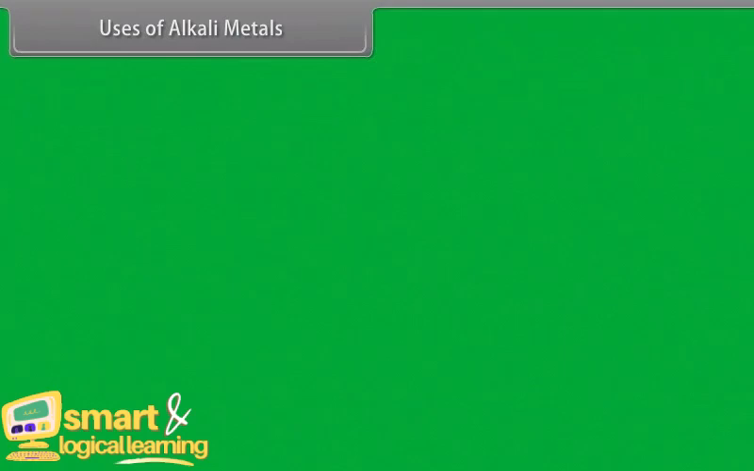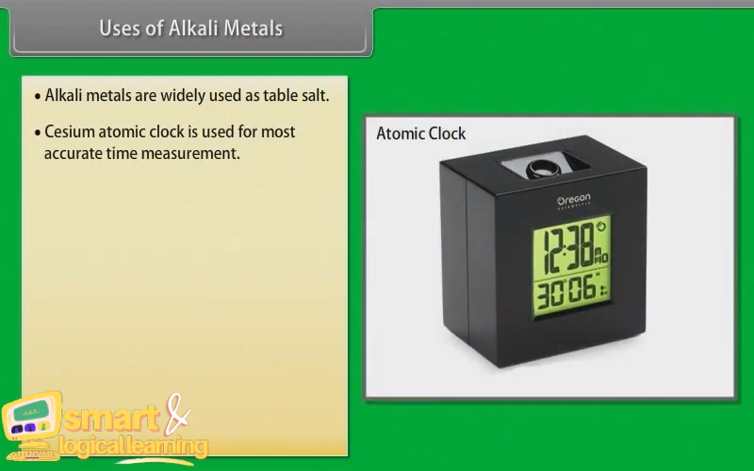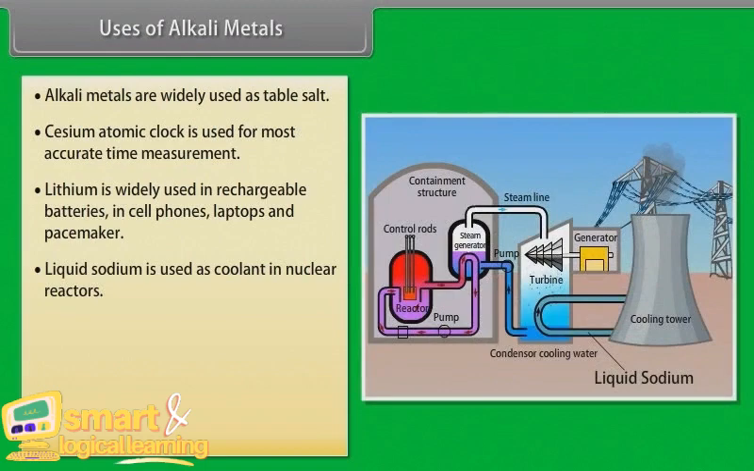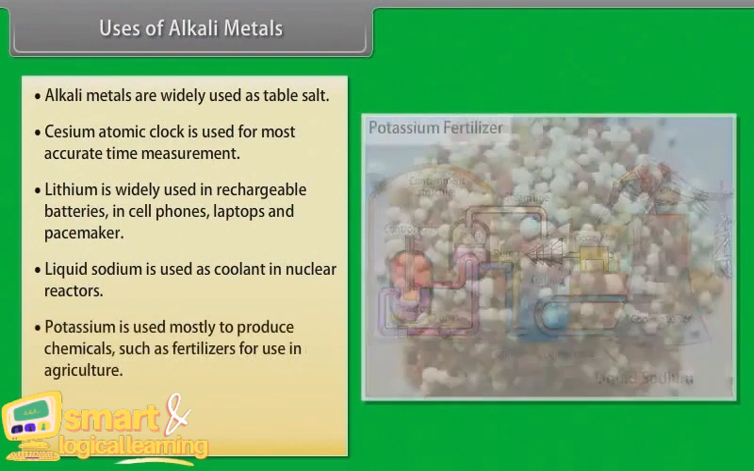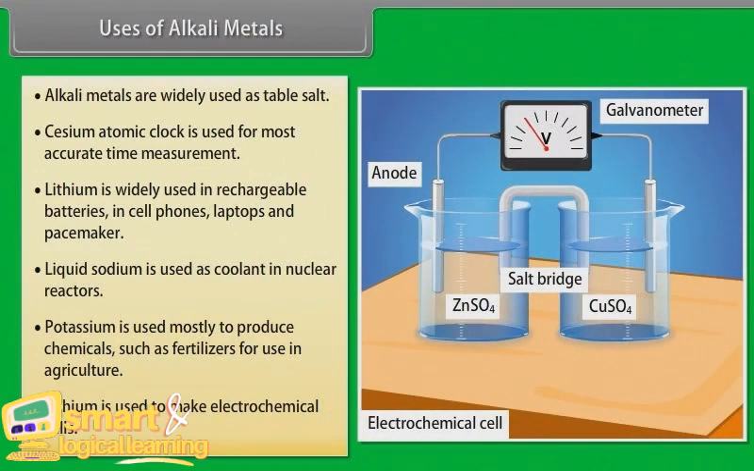Uses of alkali metals. Alkali metals are widely used as table salt. Cesium atomic clock is used for most accurate time measurement. Lithium is widely used in rechargeable batteries, in cell phones, laptops and pacemaker. Liquid sodium is used as coolant in nuclear reactors. Potassium is used mostly to produce chemicals such as fertilizers for use in agriculture. Lithium is used to make electrochemical cells.